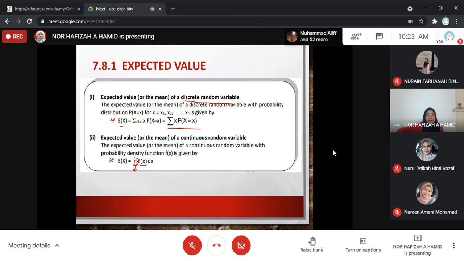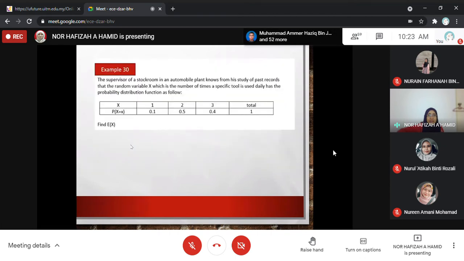Okay, so expected value ni senang je. Okay, so saya nak you refer to example 30. So example 30, so given is probability. So probability distribution function. So probability distribution function refer to the discrete. Okay, sebab kalau continuous dia density, probability density function. Okay, so ini for discrete, so you need to find the EX.